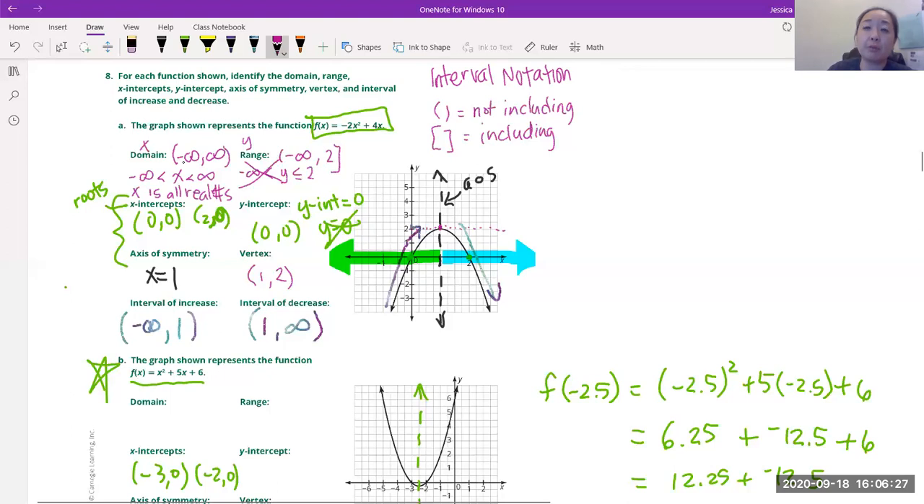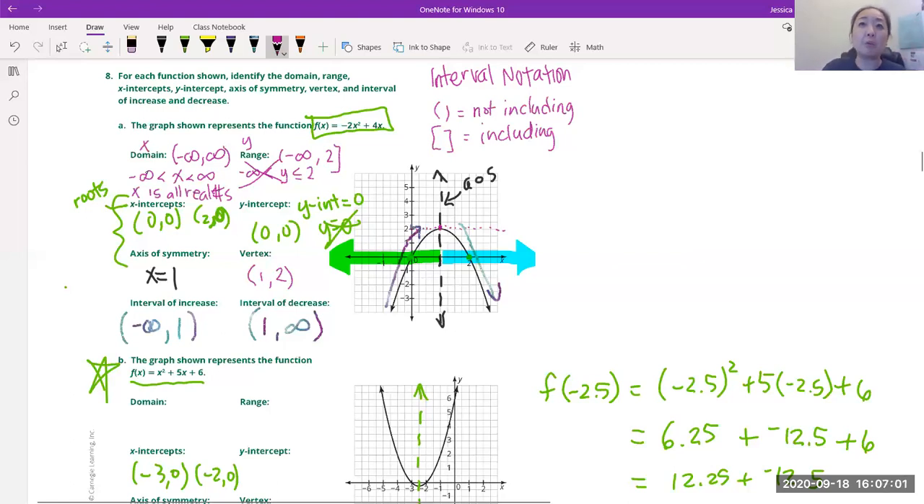Remember, we always start with the smallest number, so it's going to be from negative infinity to positive infinity. We have to put the round brackets, or parentheses, because you cannot ever equal negative infinity. If you could equal it, that's actually not negative infinity. By definition, you cannot have it equal to. And for positive infinity, again, you can't equal it, so it's going to be round brackets. These round brackets mean not including that number, because we can't actually include it.